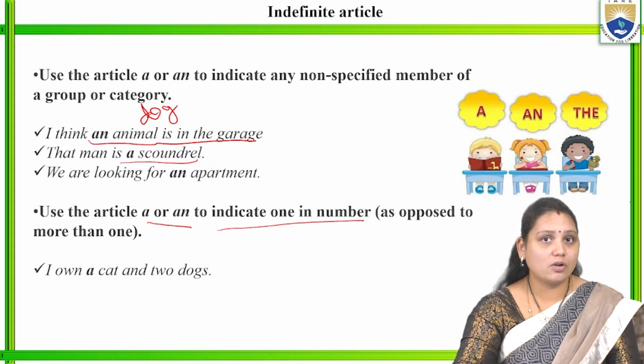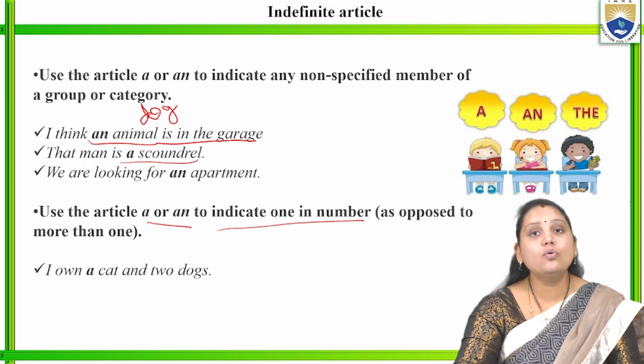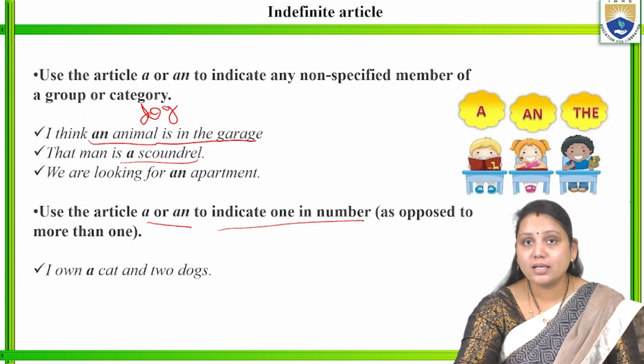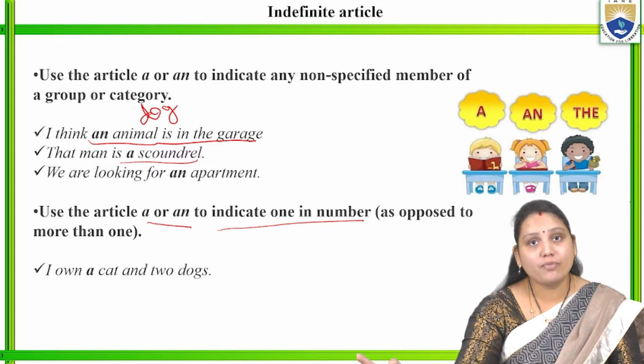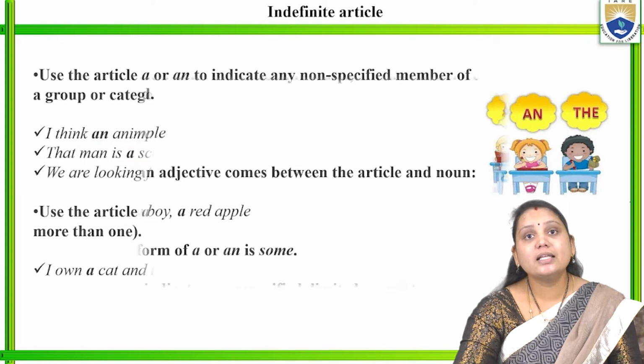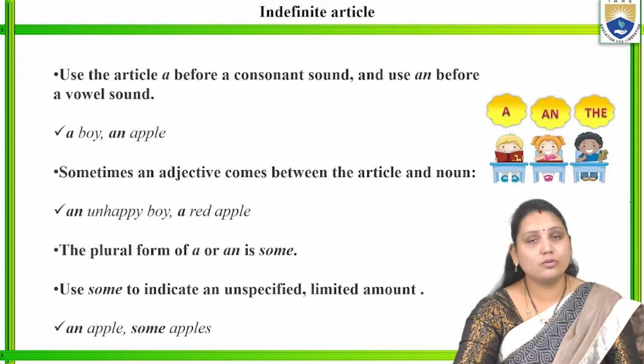Let us see this also with an example. I own a cat and 2 dogs. Now, here we are not using any article before dogs because here it is more in number. But when it is only one, we are using a. That is, when it is only one, specifically singular, we are using a. When there are 2, we are not using it.